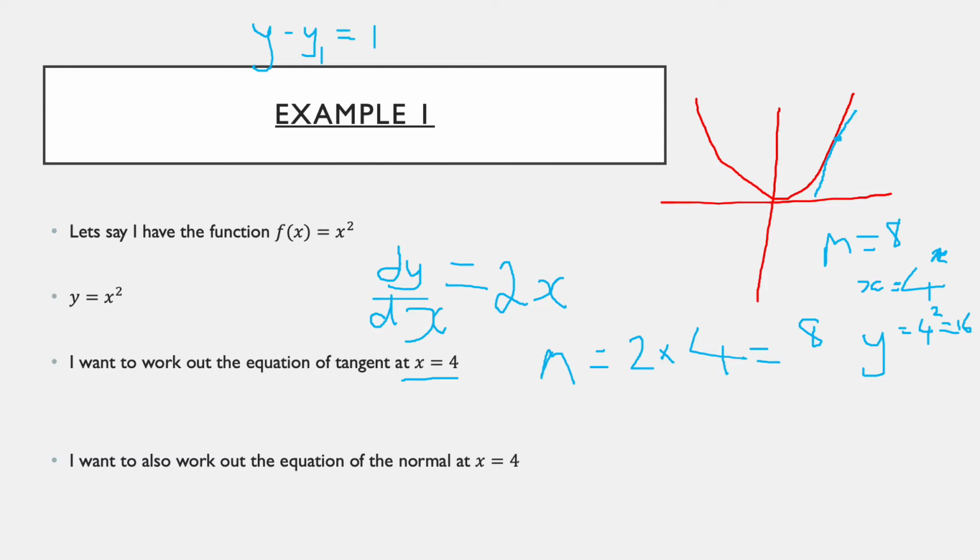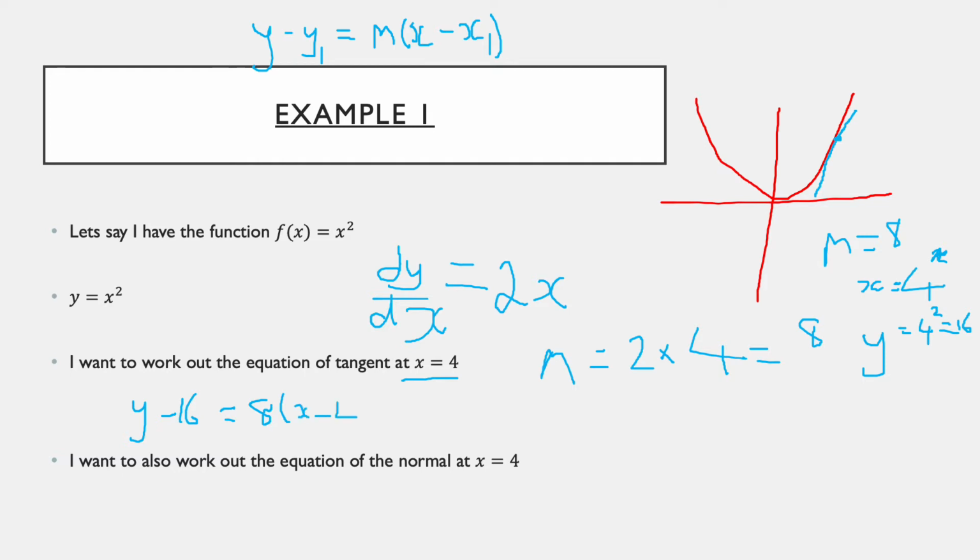The equation of a line is always in the form y equals mx plus c. But when you do your A-level maths, it's important to get into the habit of knowing this formula, where x1 and y1 are your coordinates and m is just the gradient of the line at that particular point. Substituting this in, I'm going to get y subtract 16 is equal to 8 brackets x minus 4.